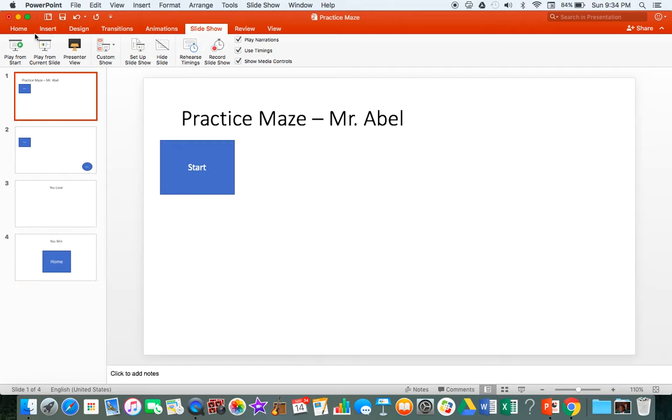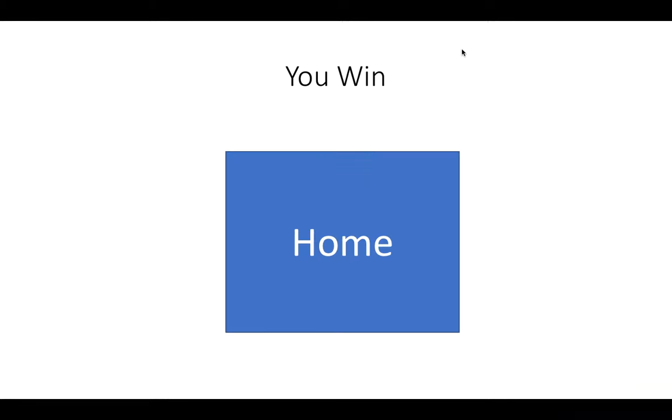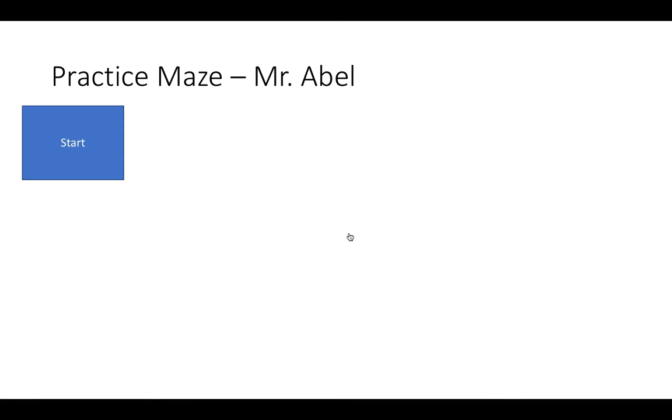So now I'm going to go ahead and play from the start. I'll move my cursor. Even if I click out here, it's not going to continue for me. Okay, I'm going to have to use the button. And if we set this up right, when I click start, it takes me to slide 2. Again, if I click, it won't take me anywhere unless I get to the finish button, which I do, and I've won, which is awesome. And then I click home. It takes me right back to the beginning.